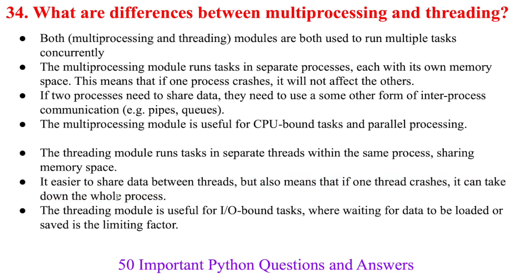Threading is useful for input-output bound tasks, where waiting for data to be loaded or saved is the limiting factor. Multiple threads can work together to keep the CPU busy while waiting for the input-output operations to complete. So we can summarize: multiprocessing is useful for CPU-bound tasks that can be parallelized across multiple processes, while threading is useful for input-output bound tasks that can benefit from concurrency within a single process. However, both models have their own advantages and limitations, and choosing between them depends on the specific requirements of the task at hand.